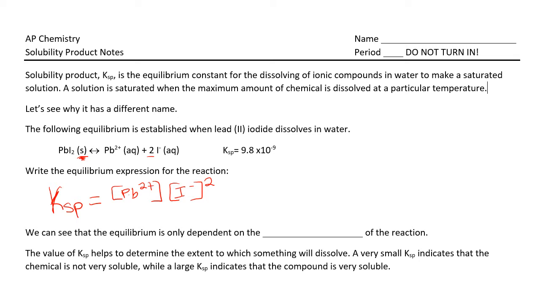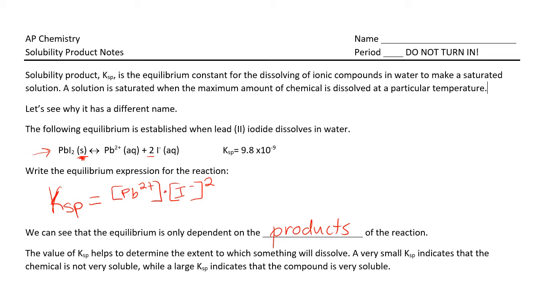So when we're dealing with these, we won't be dealing with anything on this left side because they're all solids. Really, we're only dealing with the products of our chemical reaction. So we can see the equilibrium is only dependent on the products of the reaction here. The value of Ksp really is just showing us the extent to which something will dissolve. Another thing to point out here is when we say solubility product, these two things are being multiplied.